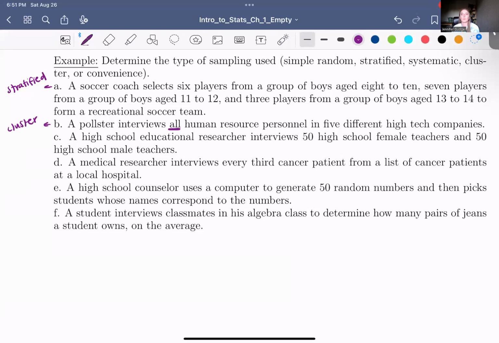All right, a high school educational researcher interviews 50 high school female teachers and 50 high school male teachers. We are assuming for this that there's not a third grouping, okay? If we're taking all the high school teachers, we're splitting them into male and female, whatever they identify with. So this is going to be stratified because we are splitting into 2 groups and we have 50 female, 50 male. It's some from each of the groups.